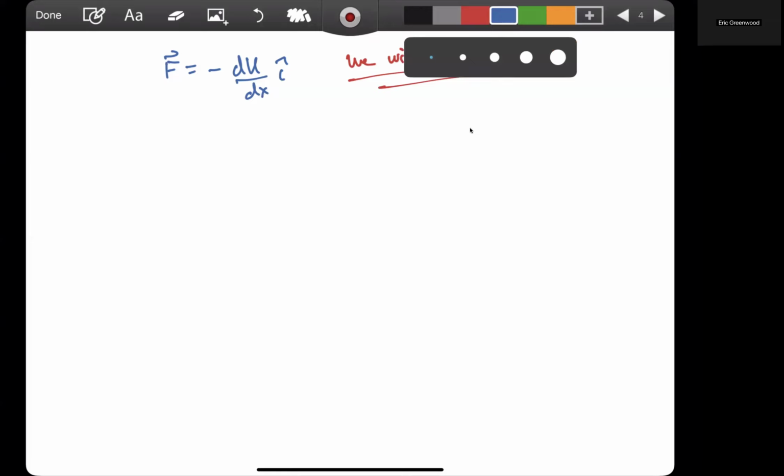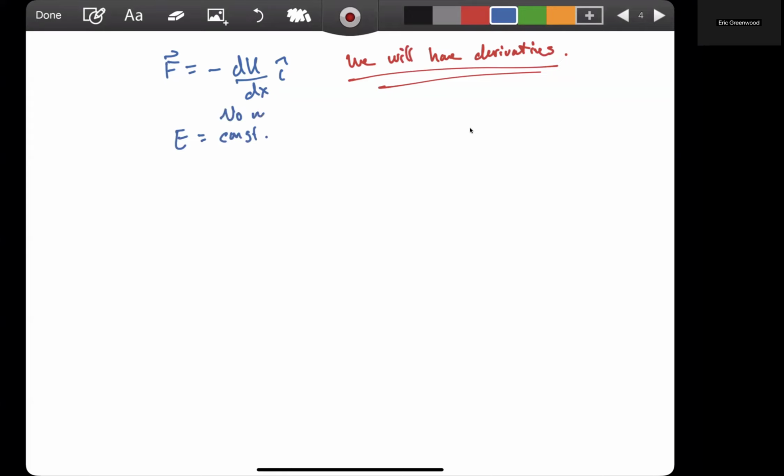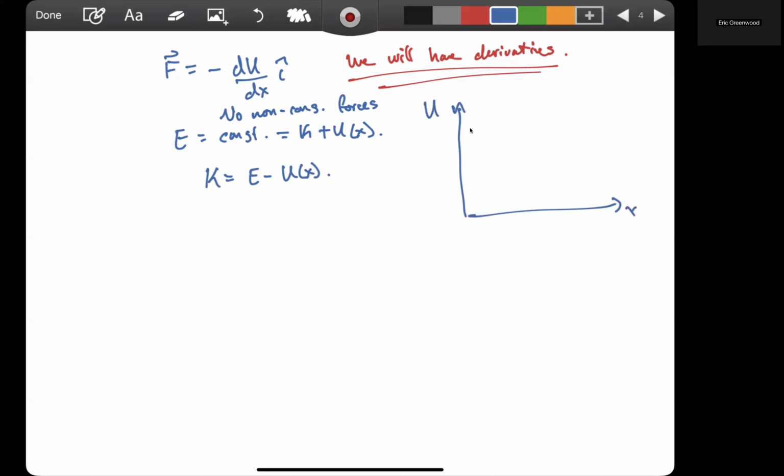Besides that, we also know that the total energy is going to be equal to a constant as long as we have no non-conservative forces. Which means that this is equal to the kinetic energy plus the potential energy at any point, right? Which means that our kinetic energy is going to be equal to the total energy minus the potential energy at that point. So in this case, we're talking primarily about potential energy versus position plots.